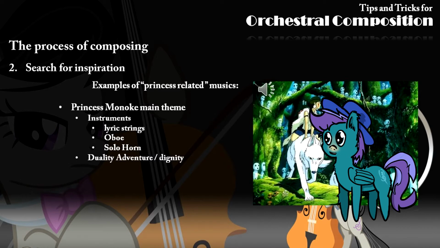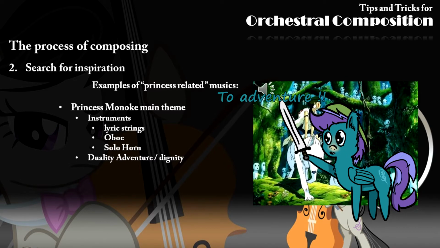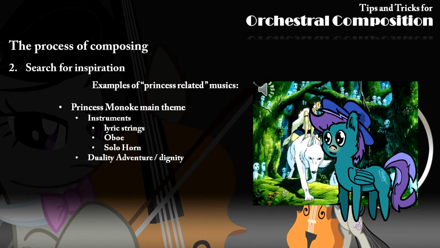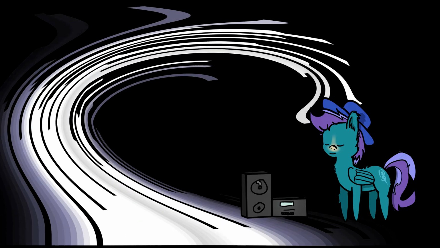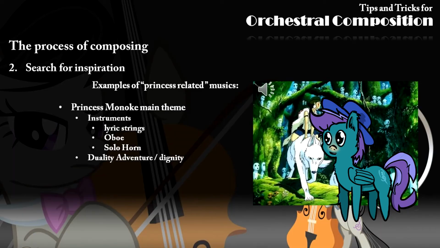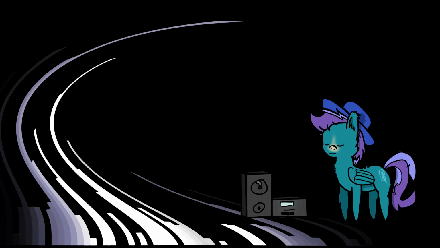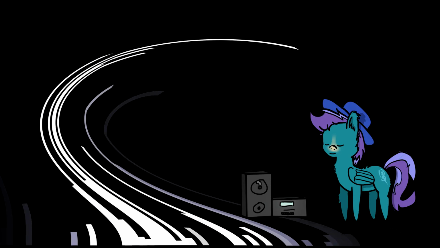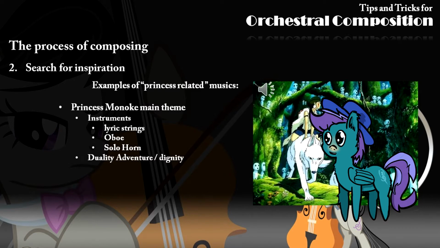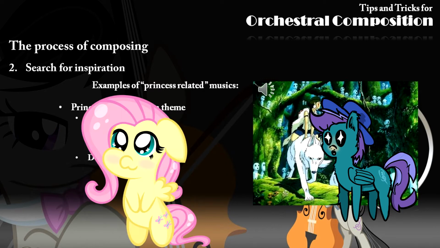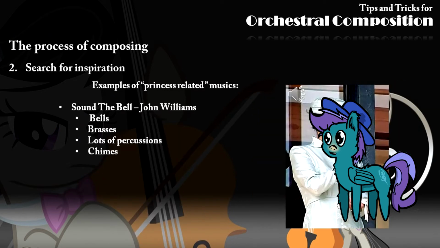Overall, in this whole piece you can hear duality between more adventurous parts, with horns, strings and nearly all the instruments of the orchestra, and what I call the dignity part, with woodwinds, strings, only soft instruments. These parts are showing the fact that San is some kind of forest princess, and she's in harmony with nature, like a cute Fluttershy.